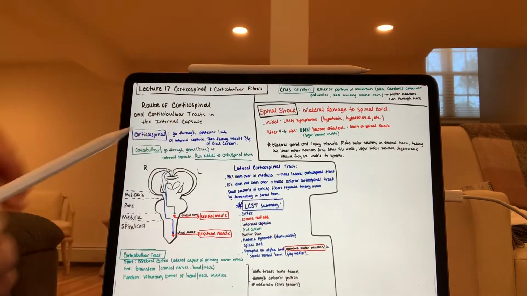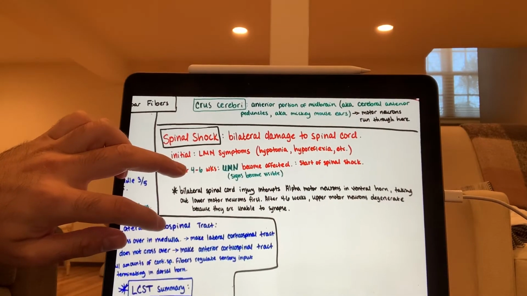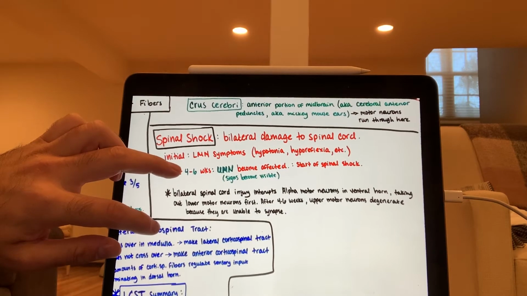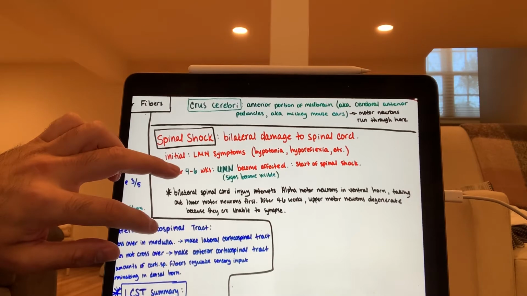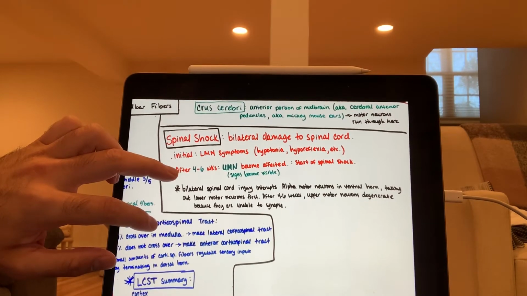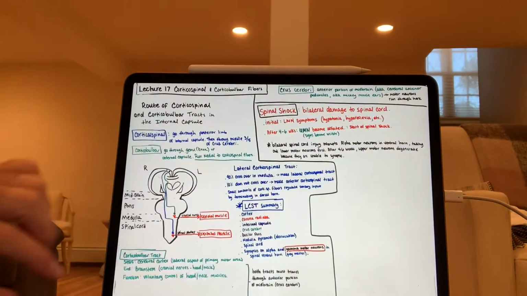Quickly, the crus cerebri up top is the anterior portion of the midbrain, also known as the cerebral peduncles, AKA the Mickey Mouse ears. So if you see that midbrain structure, the Mickey Mouse ears of that structure are referred to as the cerebral peduncles, also known as the crus cerebri, and that's where motor neurons are going to run through.